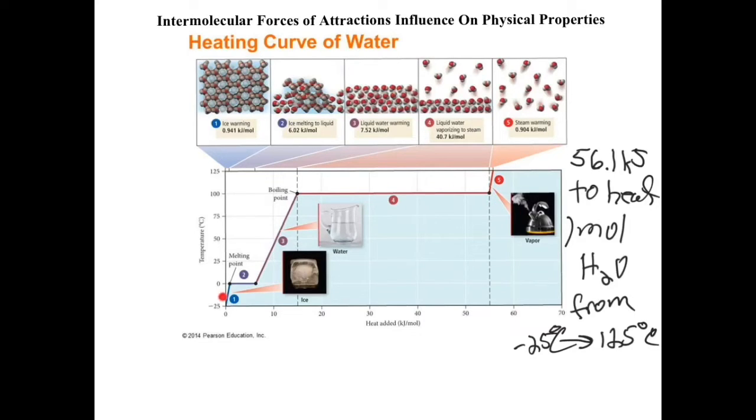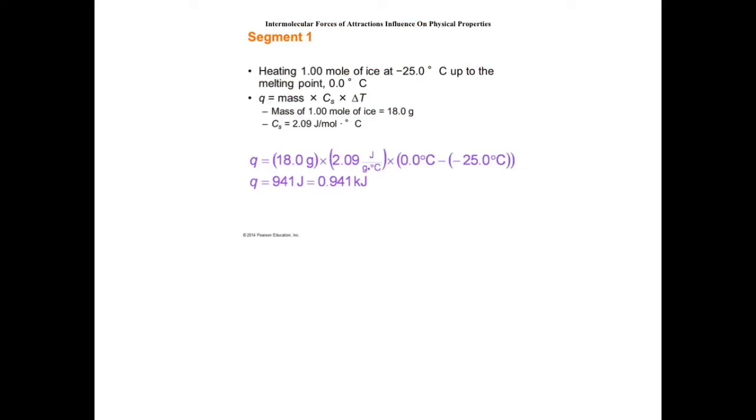Well, we treat each segment separately. So let's see how that's done. So for the first part, I'm going to draw this out here a little bit. So for the first part, we go from 0 degrees Celsius to minus 25 degrees Celsius.